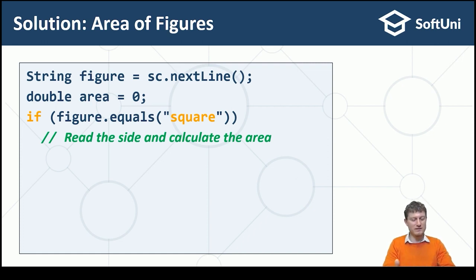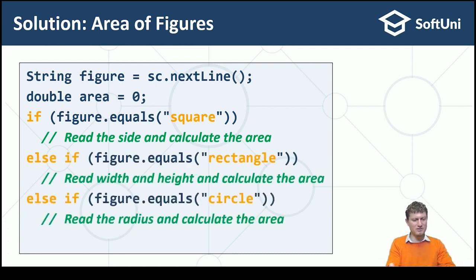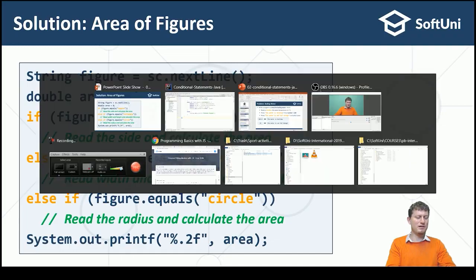before starting writing the code. It is just read the type of the figure, check for square. If it is square, solve the square problem. If it is rectangle, solve the rectangle problem. If it is circle, solve the circle problem. And finally, you may print the area.